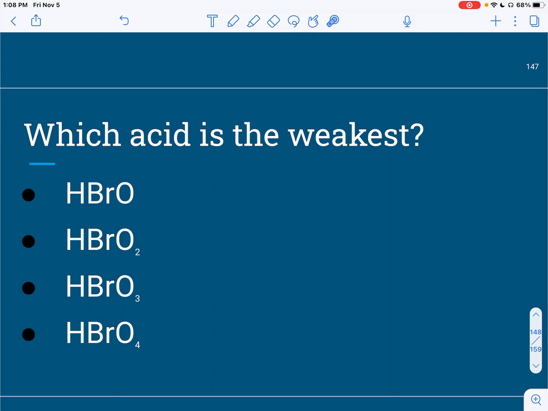So the OH, because all of these are going to have OH bonds, okay? If the oxygen is pulling the electrons more this way, then this H is not going to be as tightly held and it can more easily escape. That means the acid's stronger. The more easily a hydrogen can escape, the stronger the acid. So here, our strongest acid is going to be this one. That means our weakest is this one.